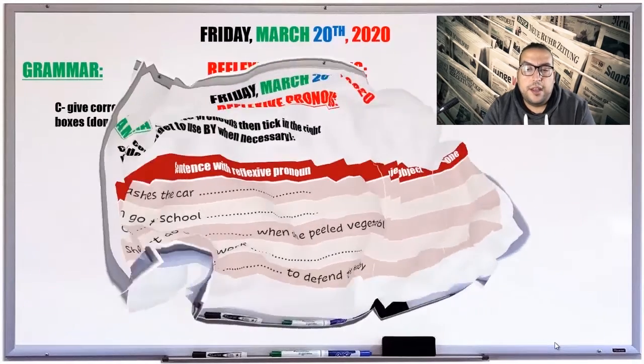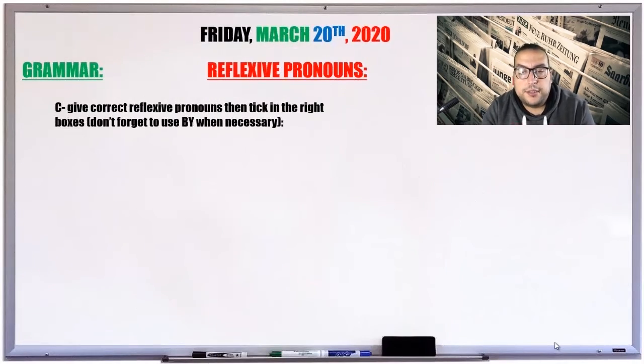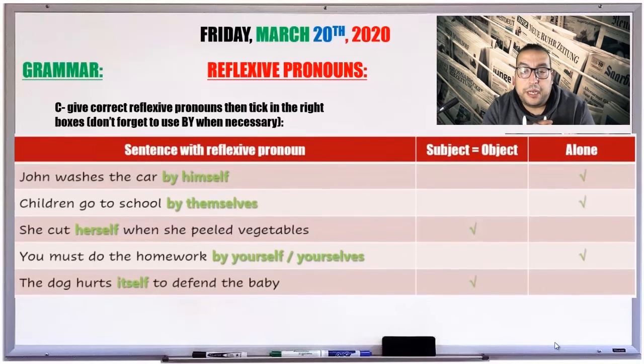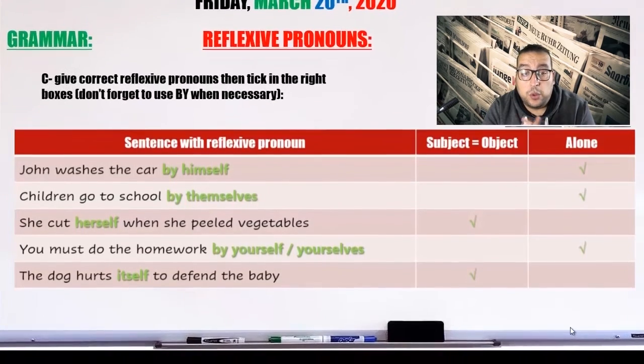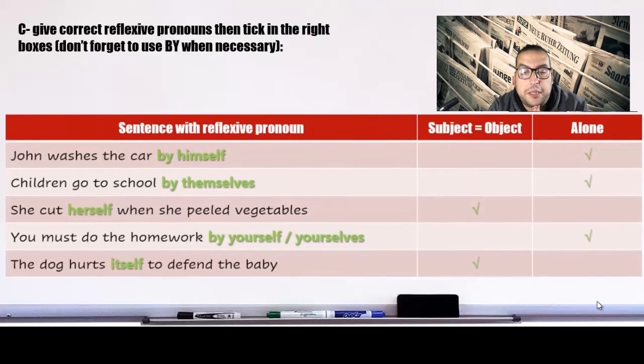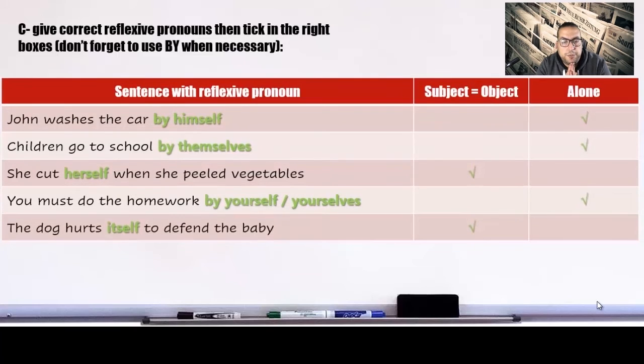I wish that you have paused the video and taken enough time to do it. Now the correction is as follows. John washes the car by himself, which means John washes the car without the help of other people. So it means alone. The reflexive pronoun here serves for the meaning alone. Now, children go to school by themselves. When you say this, do you mean that children go to school with their parents? Of course not. They go by themselves. So again, it's alone.